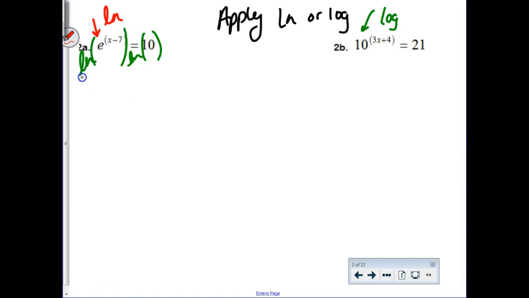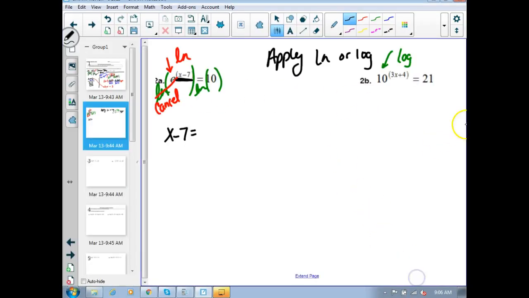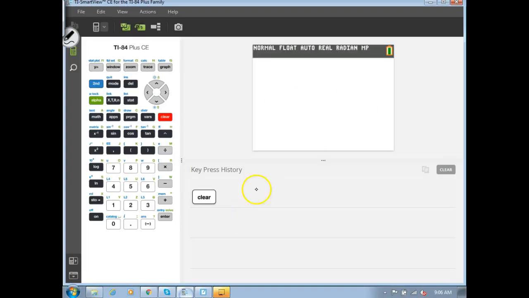So over here on this side, you're going to see some cancellation. So these are going to cancel, but the x minus 7 does drop down. That's not gone. And then natural log of 10 is just something I would have to type on my calculator. So, I don't know, something weird. Make sure you're hitting the right button. That was a natural log we applied.